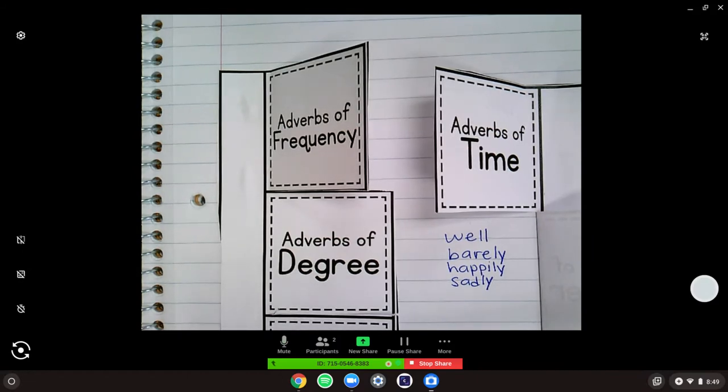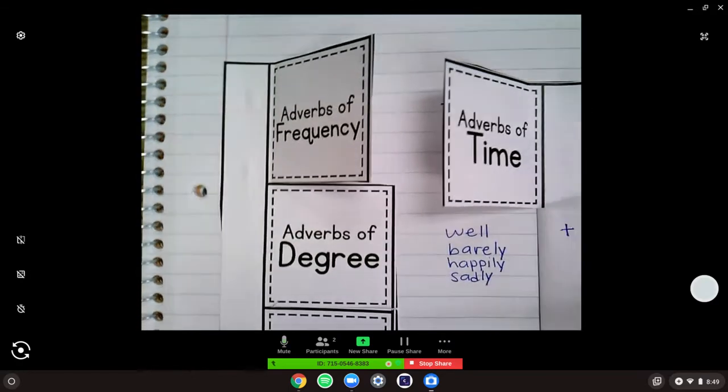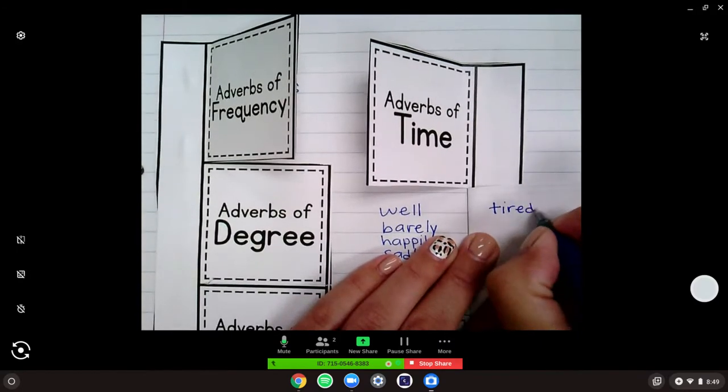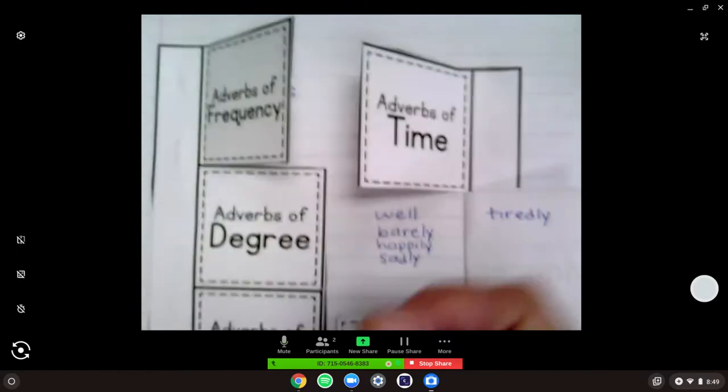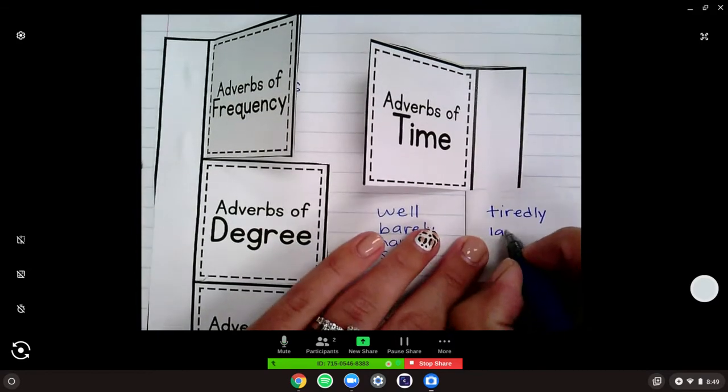Tirely isn't quite a... You're on the right track by adding that ly to it, but do we say, well, I tiredly got out of bed? Yeah, that works. I'm going to write that one on the back of my window just because I'm starting to run out of room. Tiredly. What else, Bennett? Lazily. I lazily kicked the soccer ball.